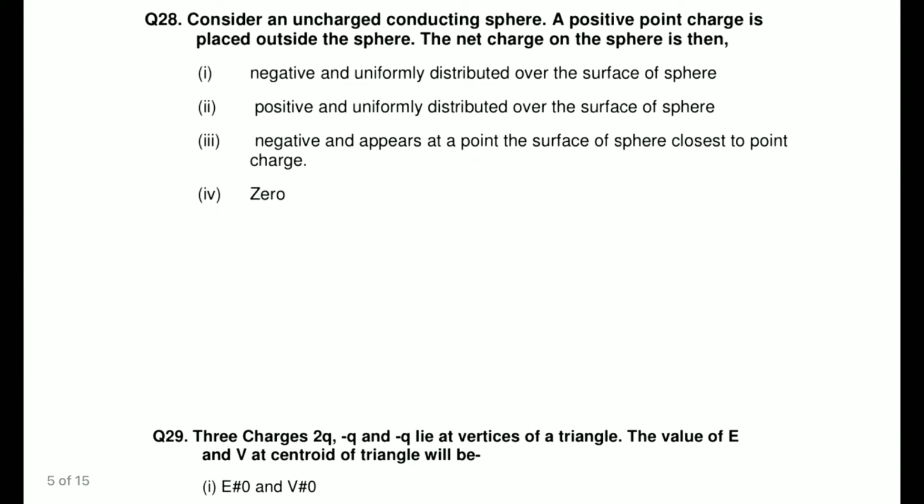Next question: consider an uncharged conducting sphere. A positive point charge is placed outside the sphere. The net charge on the sphere is then. So basically what is happening? Consider an uncharged conducting sphere. When you have an uncharged conducting sphere, it does not mean that it has no charges. The number of positive and negative charges are in balance. For example, if it is uncharged, it may have 10 positive charges and at the same time 10 negative charges. That's how it becomes uncharged.